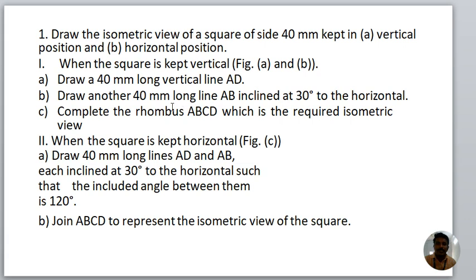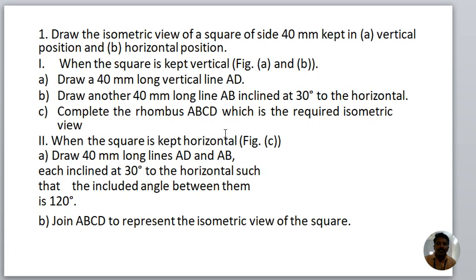And here the condition is when the square is kept vertical: draw a 40 mm long vertical line AD, then draw another 40 mm long line AB inclined at 30 degrees to the horizontal. Complete the rhombus ABCD, which is the required isometric view.